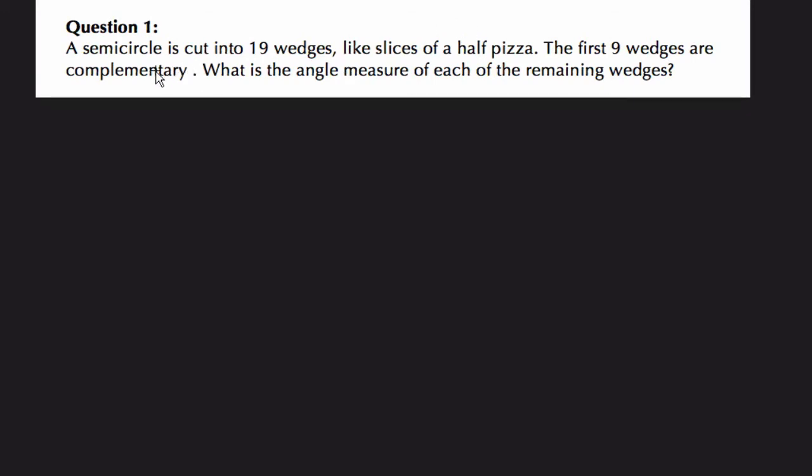In this problem, they tell us a semicircle is cut into 19 wedges like slices of a half pizza. The first 9 wedges are complementary. What is the angle measure of each of the remaining wedges?